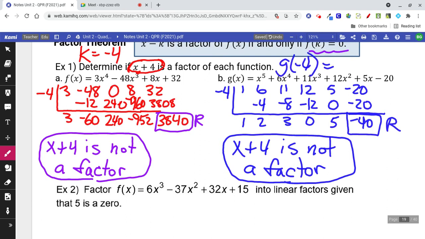G of negative 4 equals negative 40. I don't need to plug that in. It's just whatever that remainder was. That's the remainder theorem. Okay.